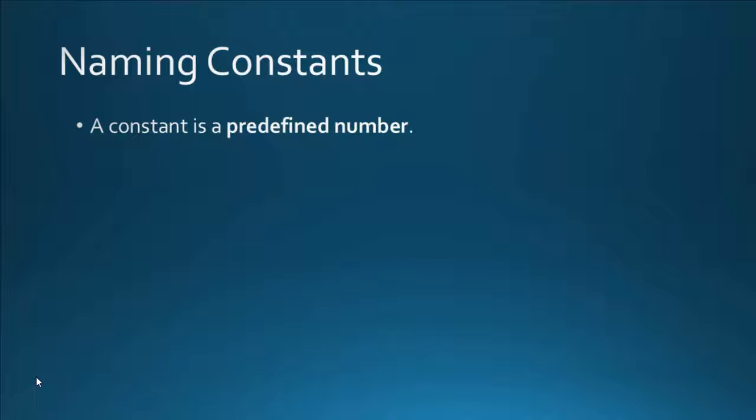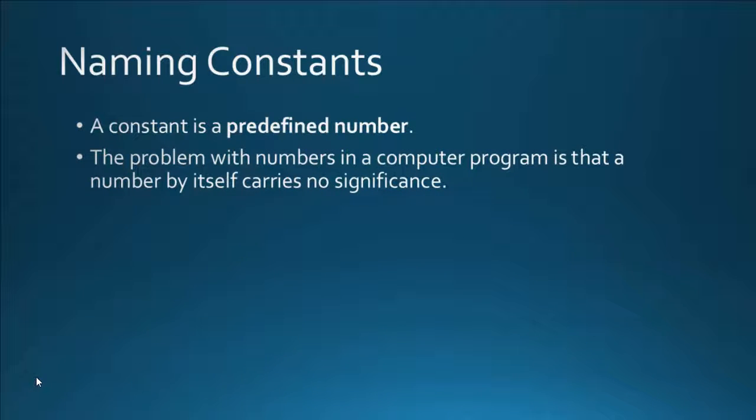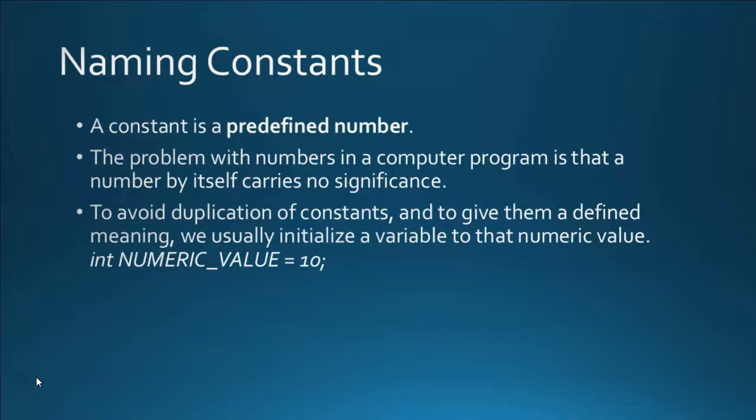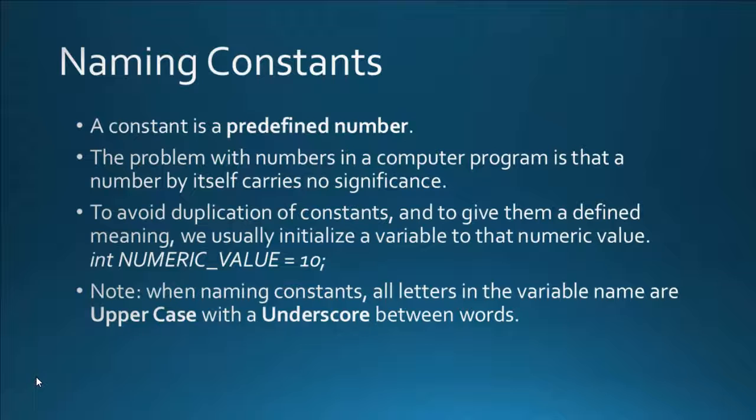A constant is a predefined number. The problem with numbers in a computer program is that the number by itself usually carries no significance. To avoid duplication of contents and to give them a defined meaning, we usually initialize a variable to that numeric value. So here I have int NUMERIC_VALUE = 10. Note, when we're naming constants, all the letters in the variable name are uppercase with an underscore between words.